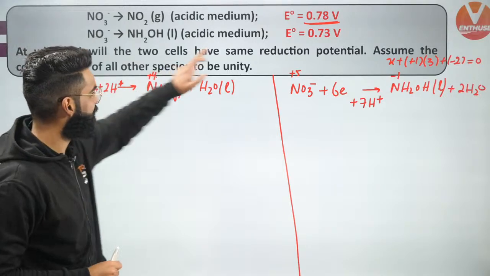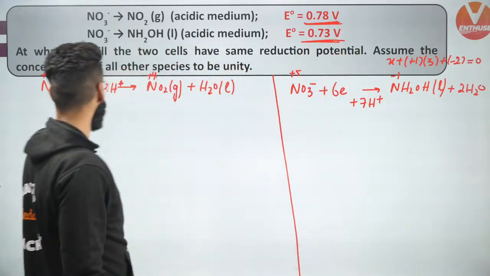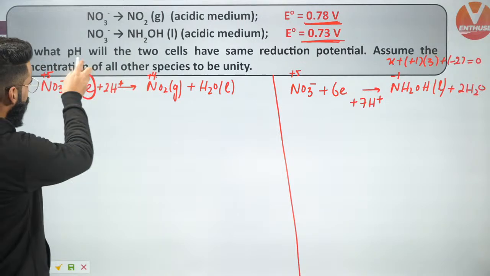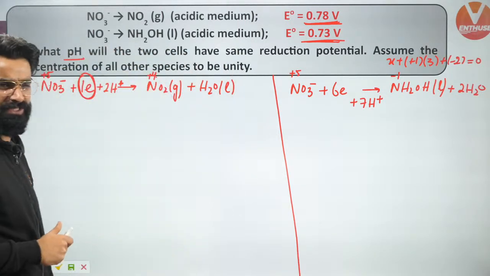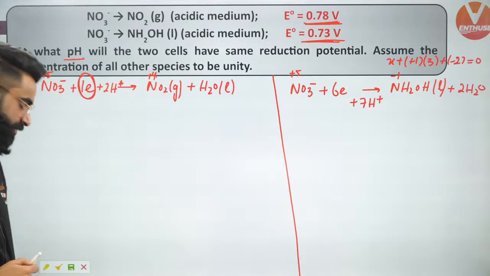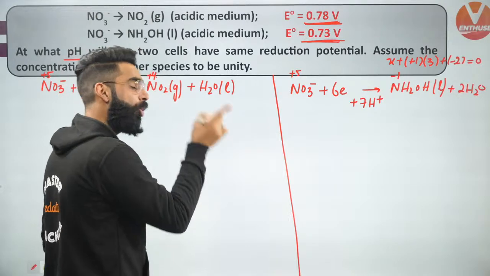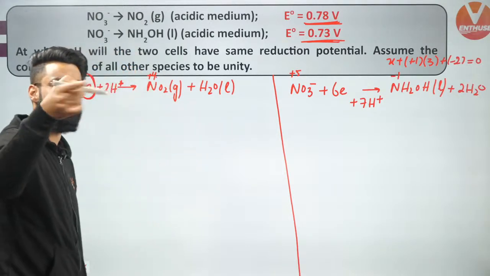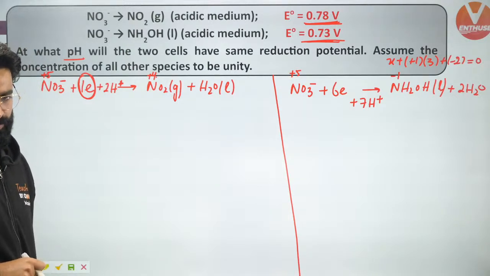Now see guys how this question is to be solved. This is the reduction reaction. That means both these potentials are the standard reduction potentials. Now we need to check at what pH will the 2 cells have the same reduction potential. Assume the concentration of all the other species except H positives as unity. That's something which is given to me in the question.